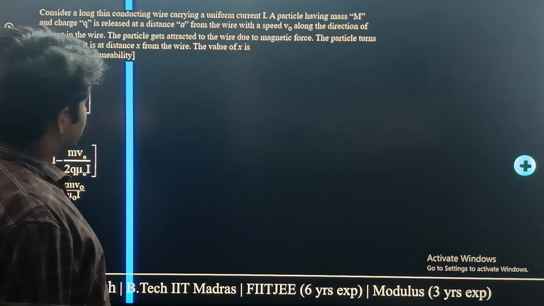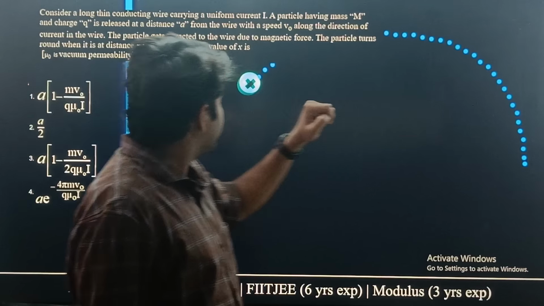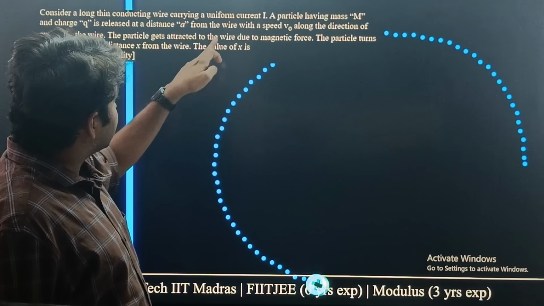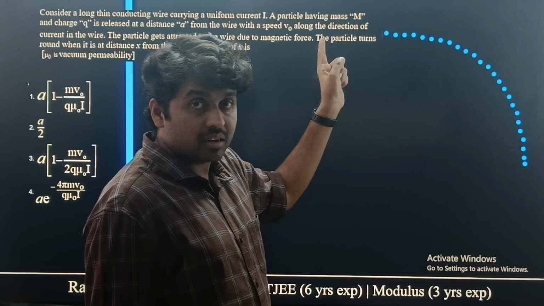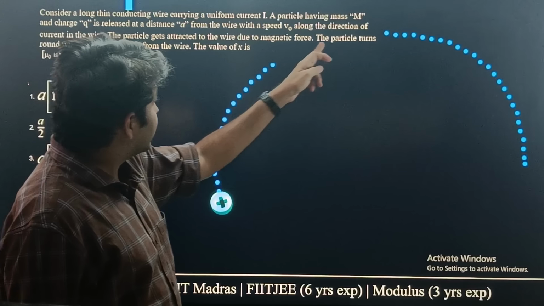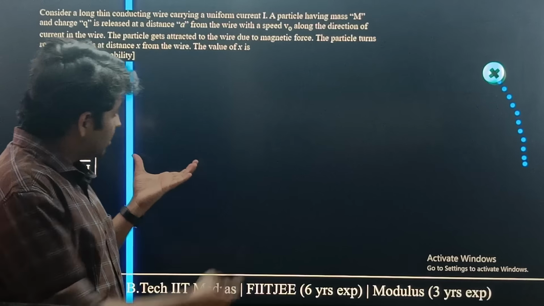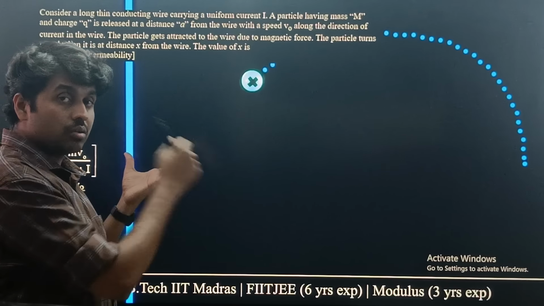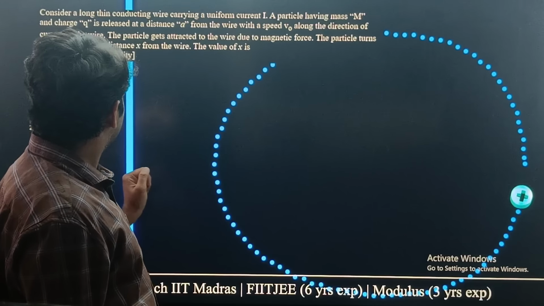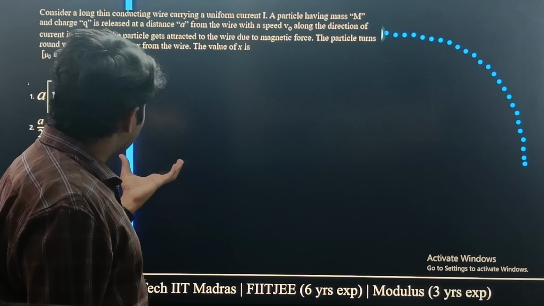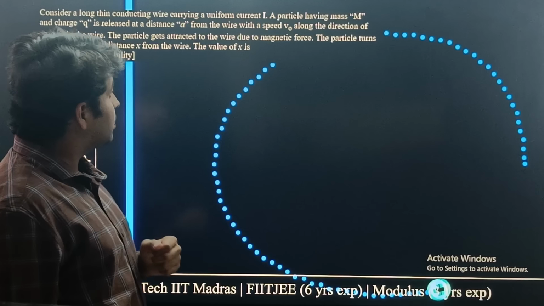So let us have a look. This charge is released in this direction. The particle gets attracted to the wire due to the magnetic force. The particle turns round when it is at a distance x from the wire. That means its velocity becomes opposite to the initial velocity. The value of x is, so what is the distance at which the particle turns around? This is what we need to find.